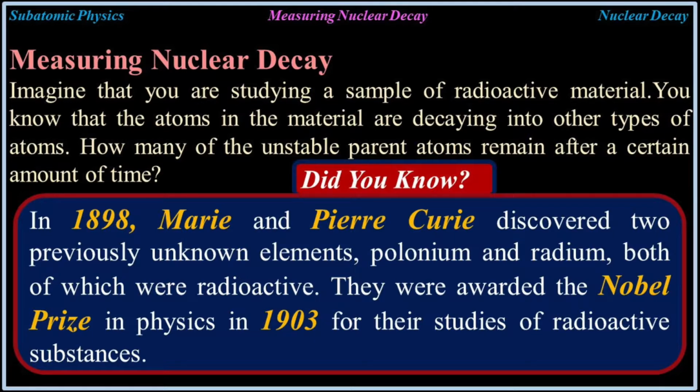Measuring nuclear decay. Imagine that you are studying a sample of radioactive material. You know that the atoms in the material are decaying into other types of atoms. How many of the unstable parent atoms remain after a certain amount of time? Did you know that in 1898, Marie and Pierre Curie discovered two previously unknown elements, polonium and radium, both of which were radioactive? They were awarded the Nobel Prize in Physics in 1903 for their studies of radioactive substances.